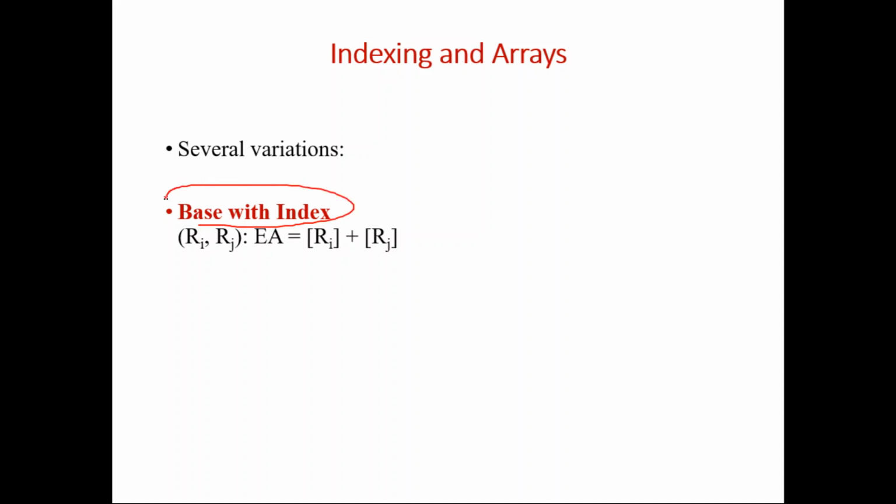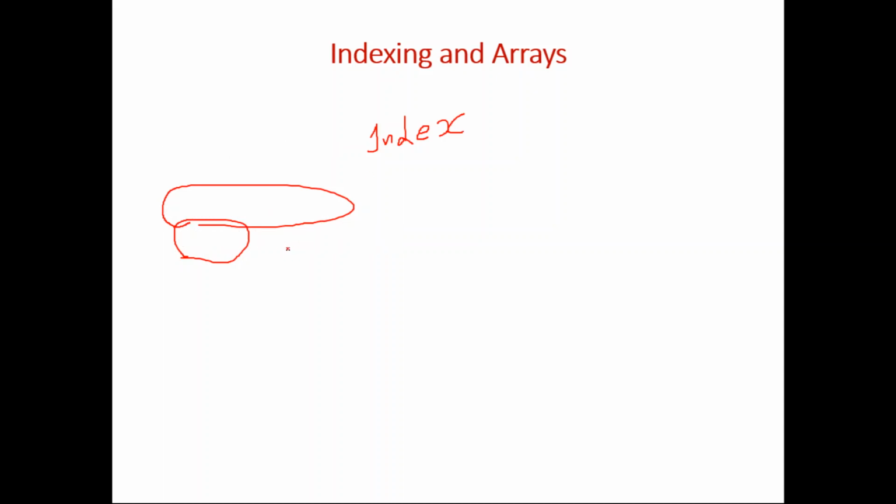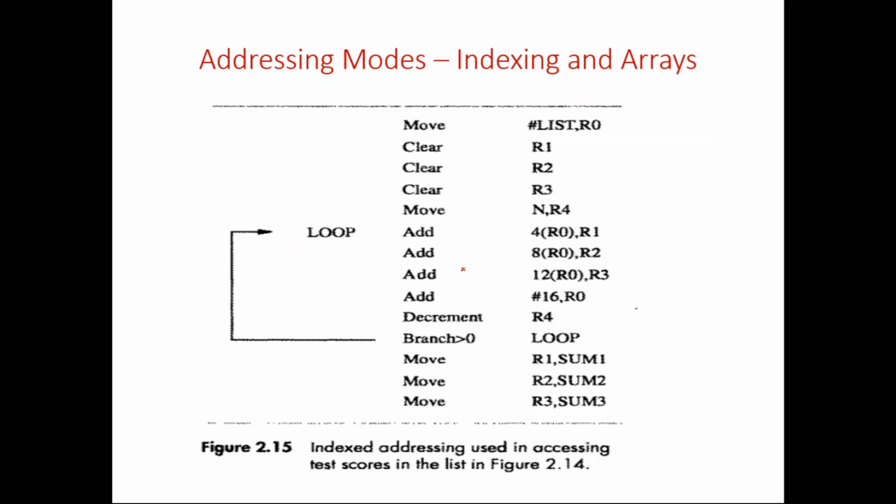There are 2 more variations of this. The first one is called base with index addressing mode. Here, instead of specifying one constant and one register, you can specify both as registers. So that type of addressing is called base with indexing. The basic version is called index addressing mode, where one value is specified as a constant and one through a register, whereas in base with indexing mode, both values can be specified through registers.